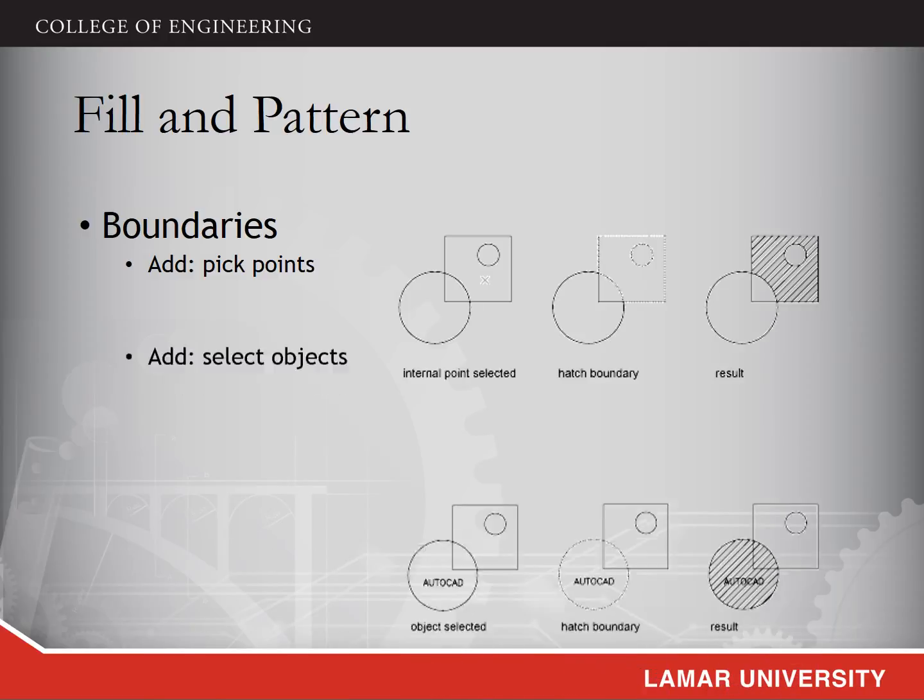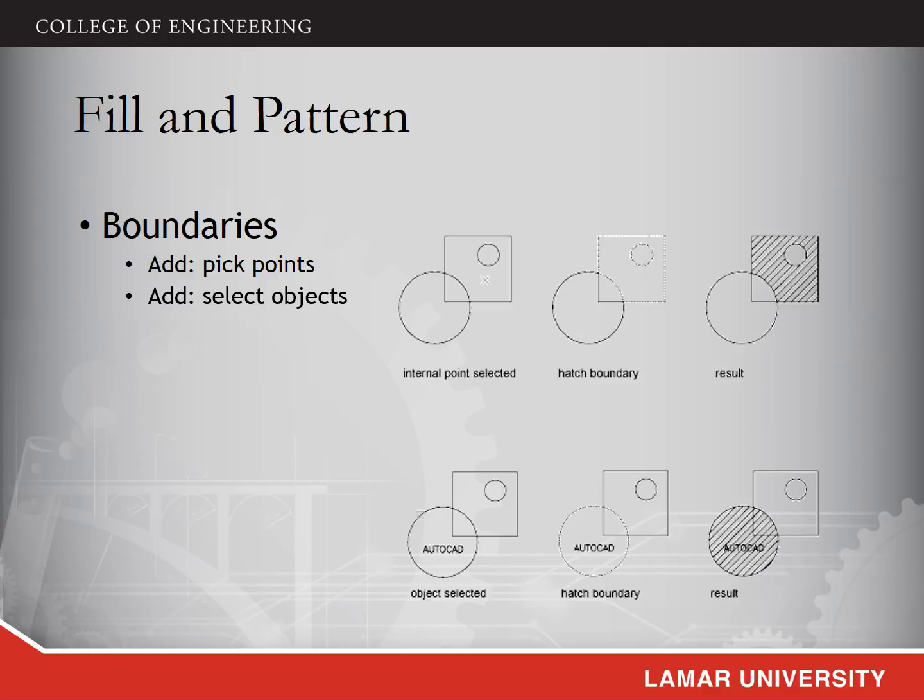The second method is called select objects. With this method, you can just select the object directly. For example, in this drawing, we can just select the circle as the boundary. Then all the regions inside will be filled with the pattern, and at the same time the rectangle and the little circle will not be selected as the boundary.